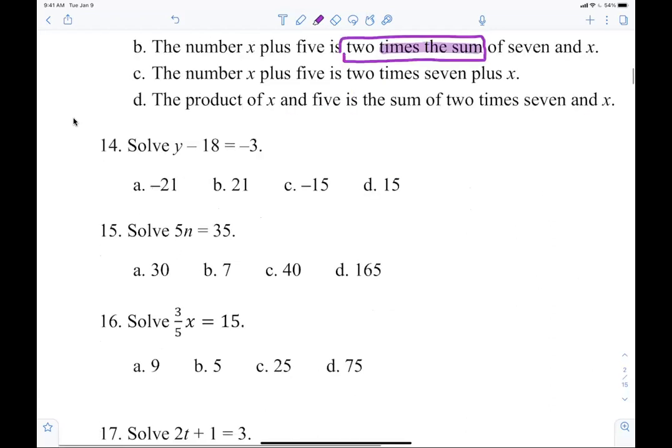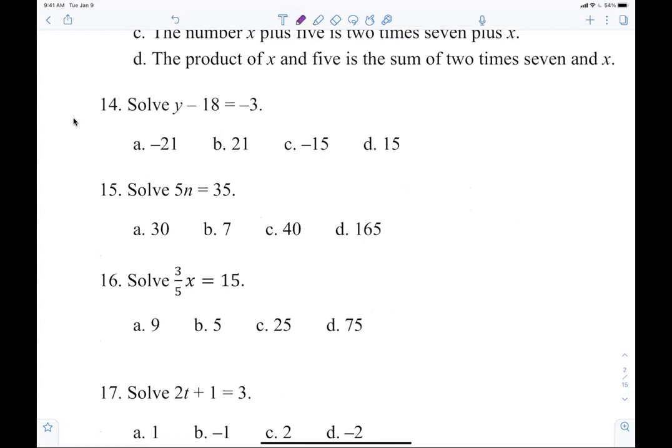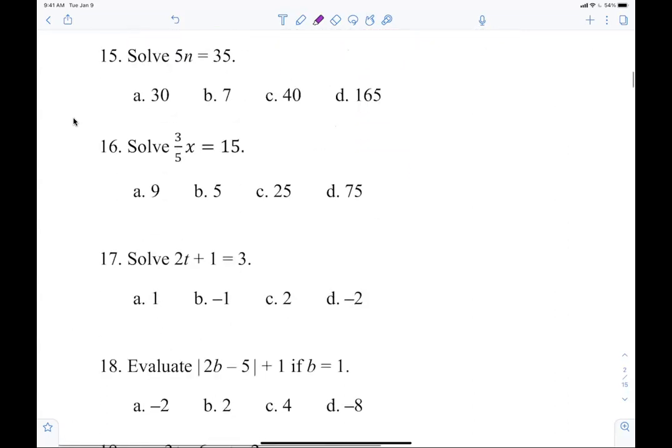All right. Now, to solve 14, what do I have to do to both sides? Plus 18, right? So -3 plus 18 is what? 15. Now, also keep in mind, guys, we're not going to use a calculator at all. No calculators on the exam. The numbers are small. All right, here we go. For number 15, what do we do to both sides? Divide by 5, right? So everybody should have divide by 5. 7.